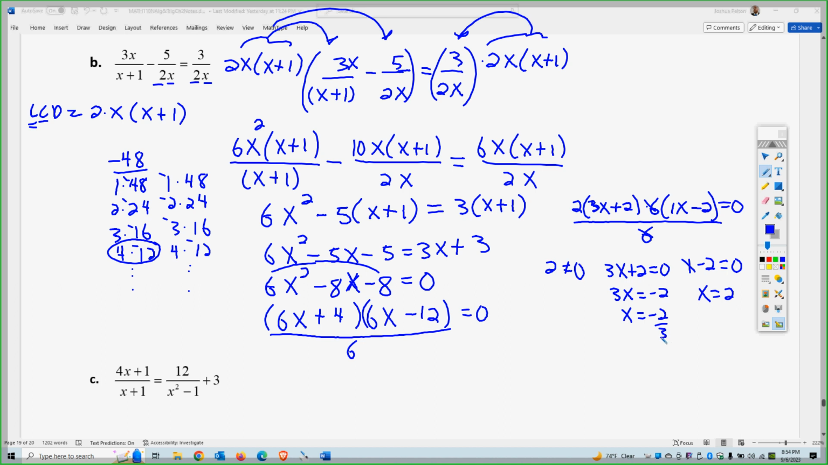All right, so we double check. Are any of those going to give us 0 denominators? No. A 0 would and a negative 1 would, but neither of those is an answer. So those are in fact our 2 answers. Okay, all right, let's try the last one.